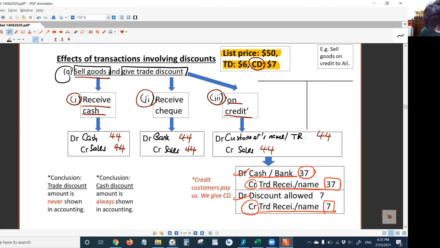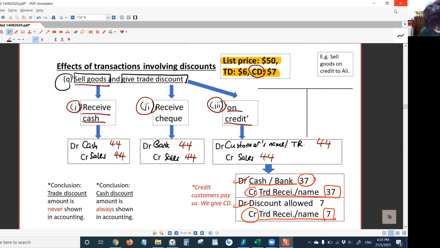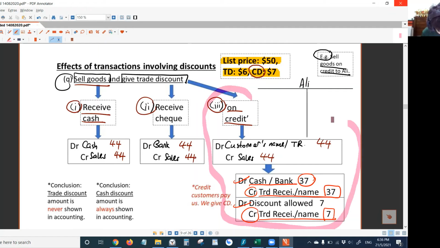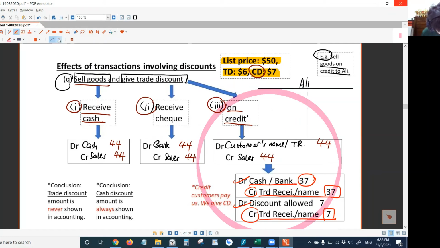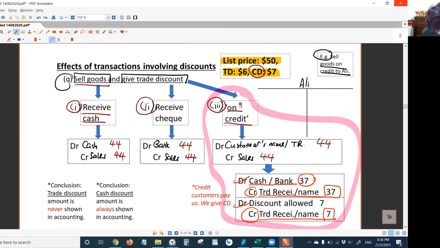Now you see at the top right corner, there's an example there. Sell goods on credit to Ali. In the empty T-shape here, you create an Ali account. Then help me to record these transactions into Ali's account. I mean the ones that I have boxed up, the ones in pink. You begin. I give you 1 minute.